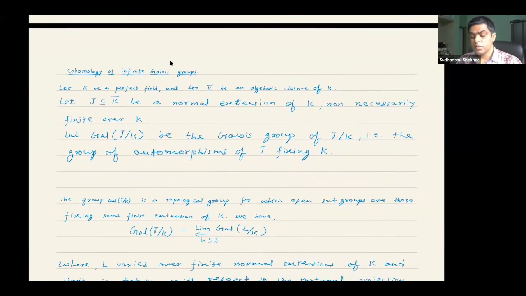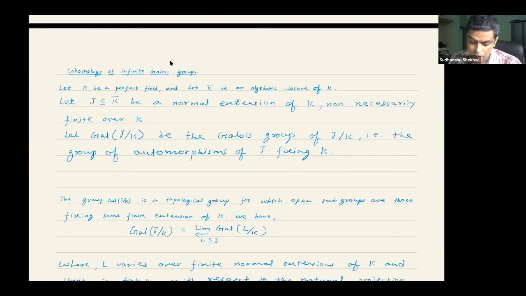Yeah, so these were all about cohomology of finite groups. We will need cohomology of infinite groups, but a special kind of infinite groups, the groups which are also Galois groups. They are actually inverse limits of finite groups, so they have topology on them. So let me just briefly recall that also.